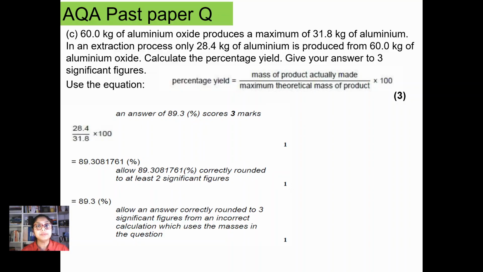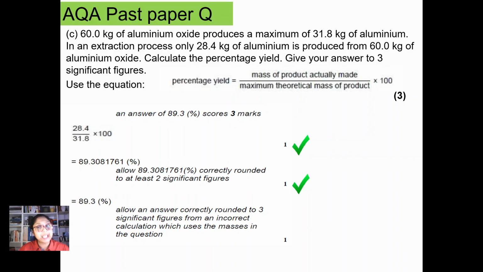So step 1, they have given the mass of the product actually made, so 28.4 divided by 31.8, they have given you in the question, times 100. So that is mark 1. Mark 2, you get the answer in your calculator, 89.3081 and so on. So if you leave it like that, that is mark 2.